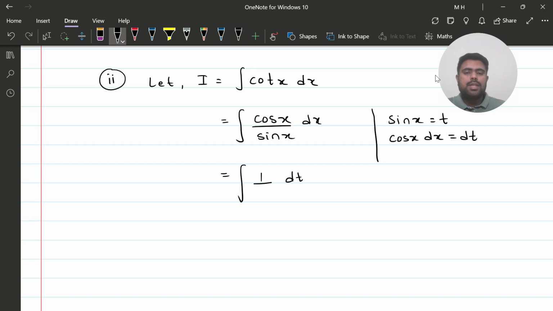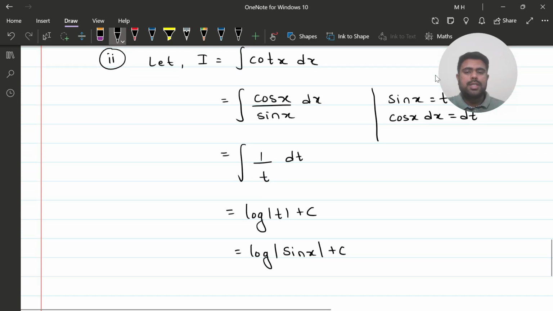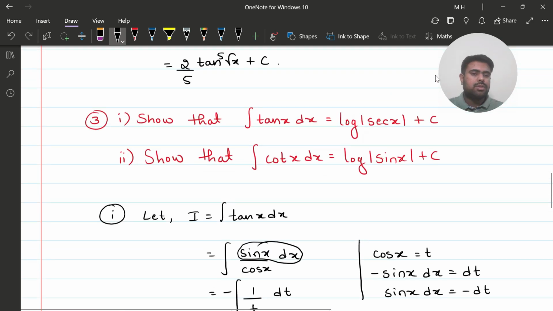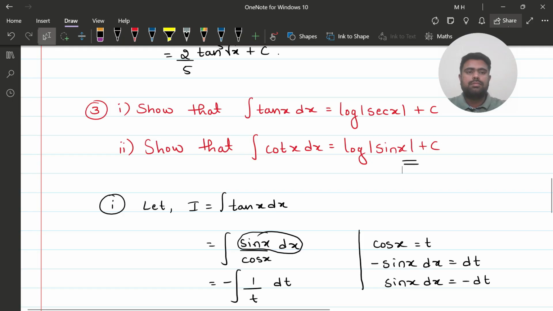So this will give you the integral of cos x into dx is dt, and 1 by sin x is 1 by t. What is the integral of 1 by t? It is log mod t plus c. T is nothing but sin x, so therefore I is log mod sin x plus c. Is that what they have asked us to show? Yes. So this is what you have.